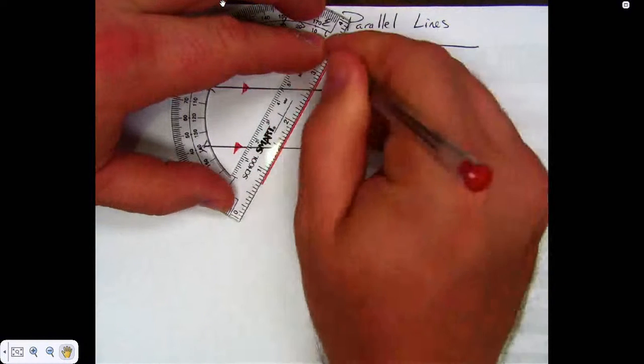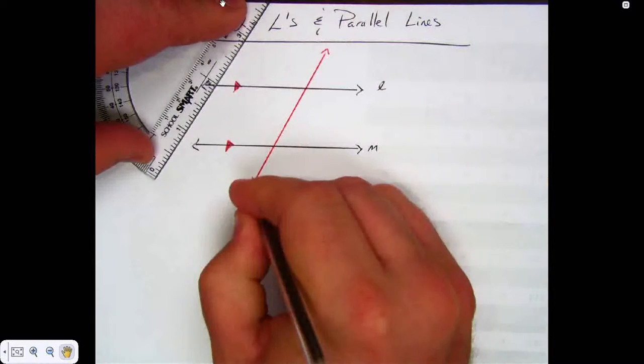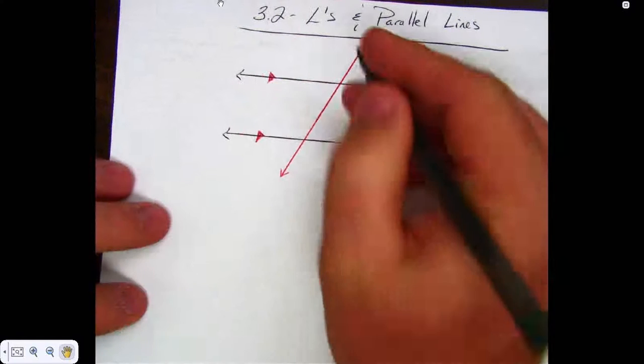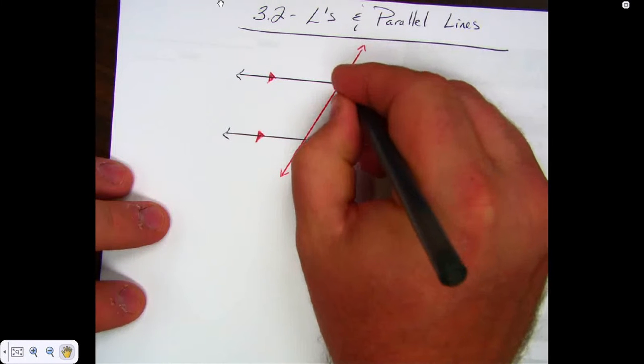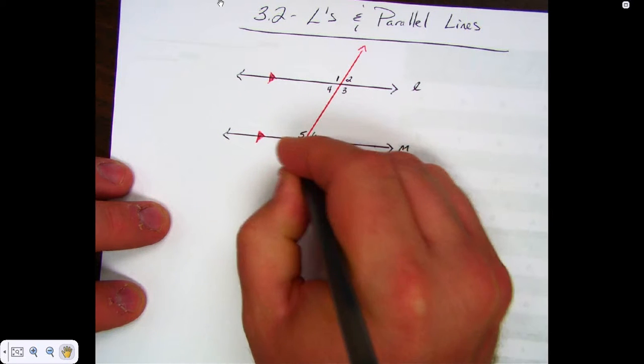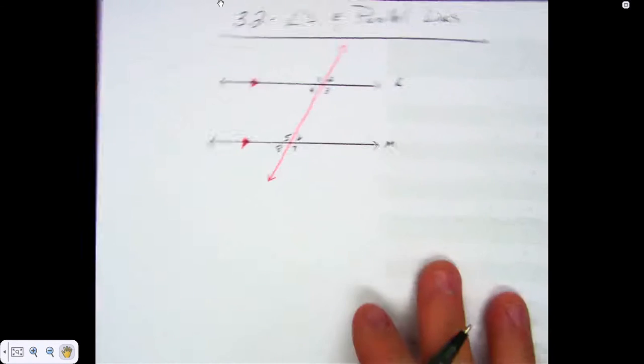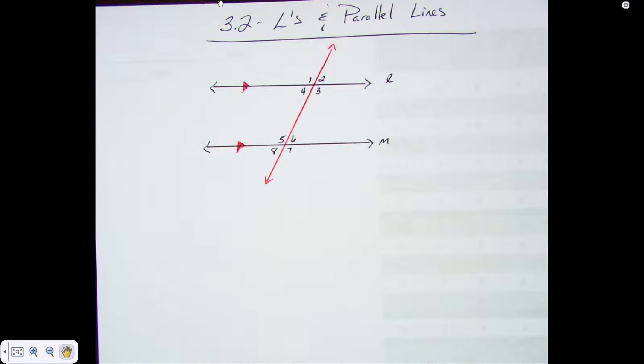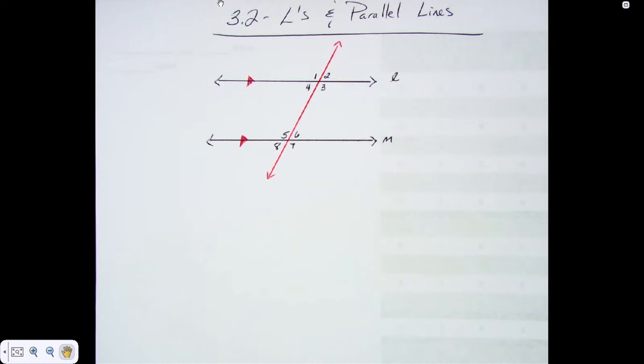Now when I cut this with a transversal, as we said yesterday, what happens? What's created? At each place, right? There's a total of what? 8 angles created. Now I want you to look at angle 1 and angle 5. Just at a glance, do they look like they might correspond in some special way? They look like they're what? Congruent, yes.